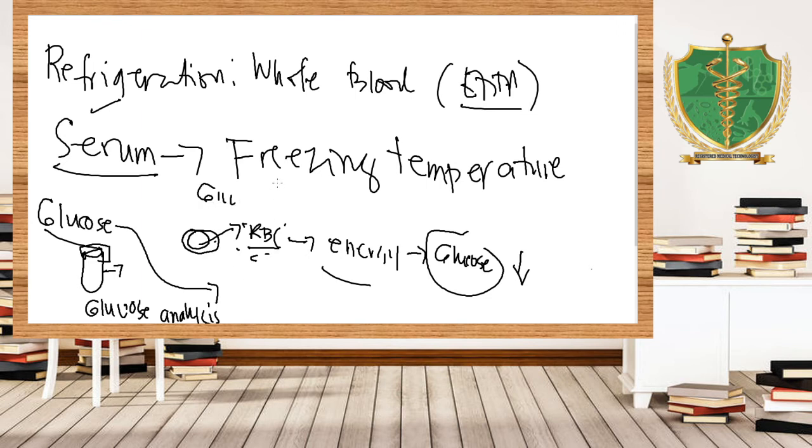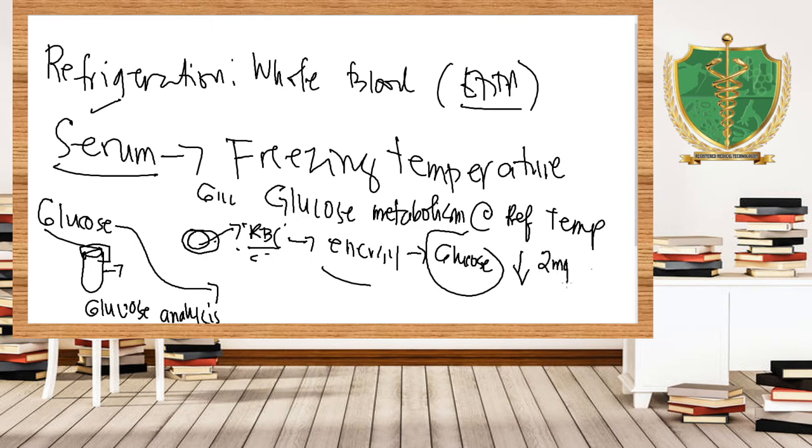Okay, so sulat natin ng maganda. Glucose metabolism at refrigerated temperature is 2 mg per dl per hour. Ganon, no? Ganon kadami or ganon kalaki ang na may metabolize. 2 milligram per dl per hour.